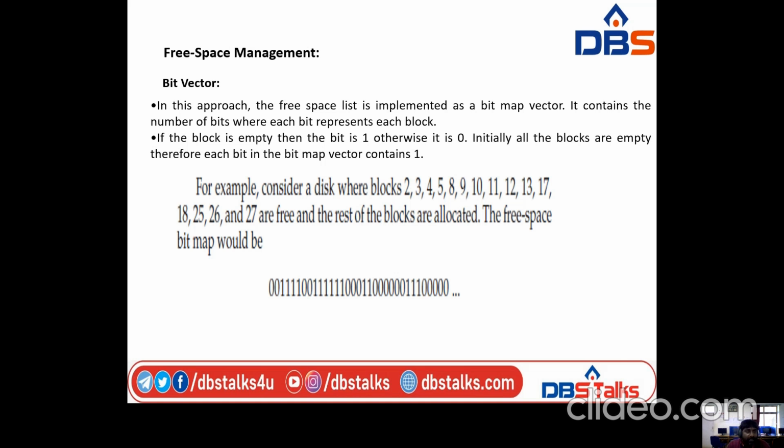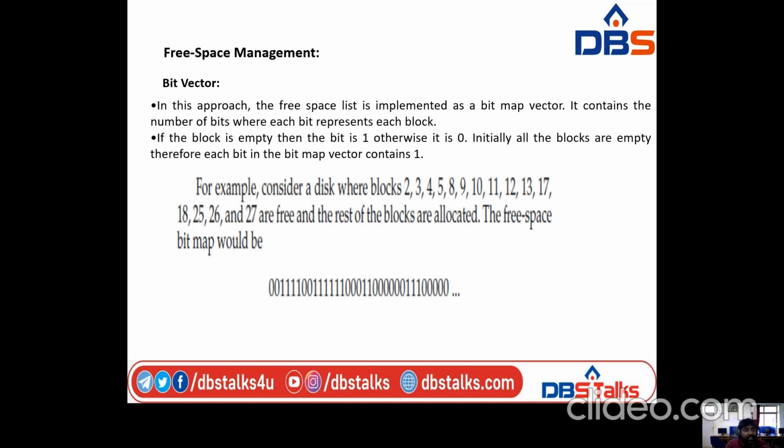For example, consider a disk where the block numbers 2, 3, 4, 5, 8, 9, 10, 11, 12, 13, 17, 18, 25, 26, 27 are free. All these are free and the rest of the blocks are allocated. How are we going to represent this using the bit vector? Here 2, 3, 4, 5 are free. What is meant by free? Free is nothing but empty. Empty means which bit do we represent? 1. So for blocks 0 and 1, these two bits have data.